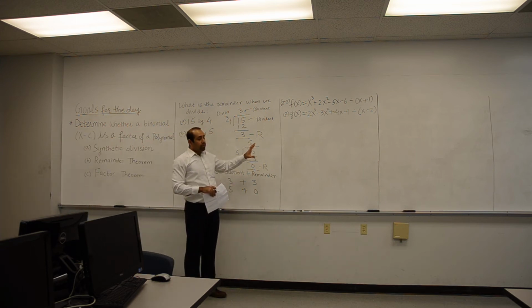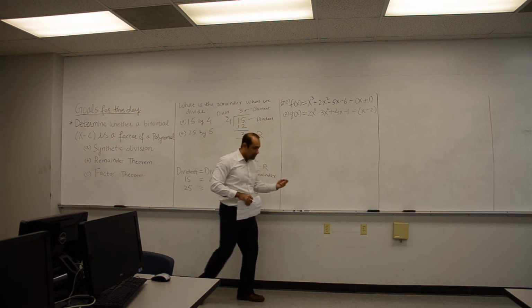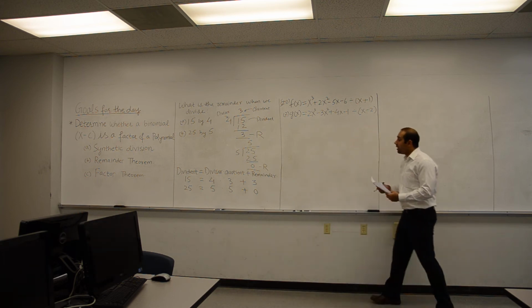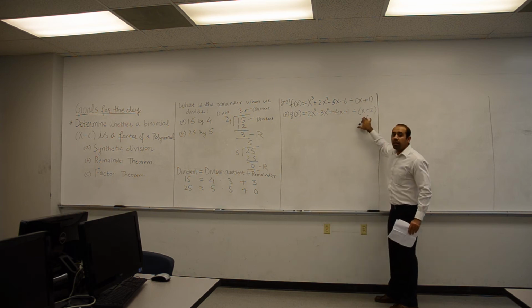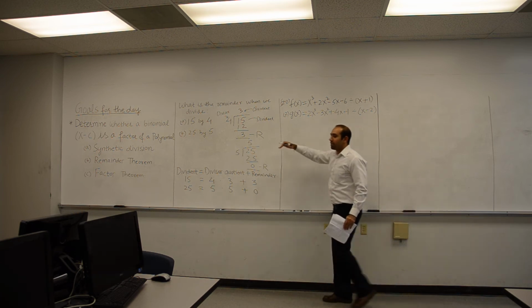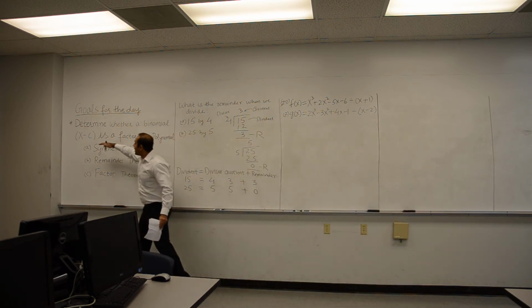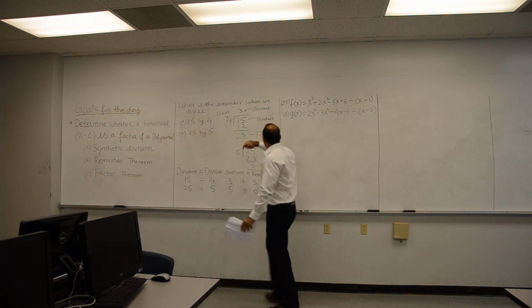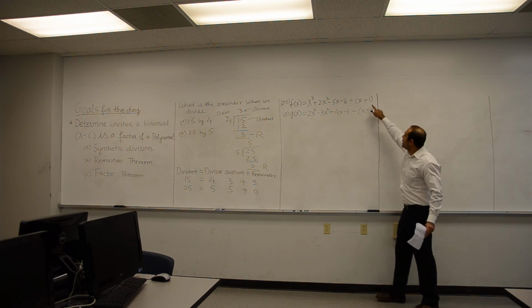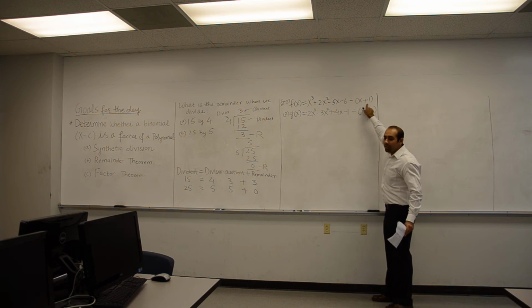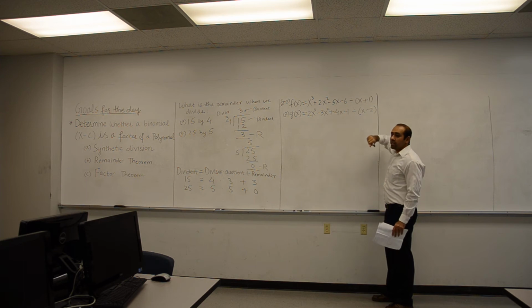Before setting up the synthetic division, the first thing we have to do is make sure that the binomials we are dividing by are in standard form. The standard form for a binomial here is x minus c. For number 2, we have x minus 2, so it is already in standard form. Number 1 does not look like standard form, but of course we can rewrite it.